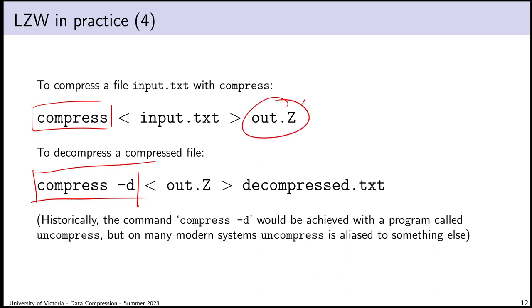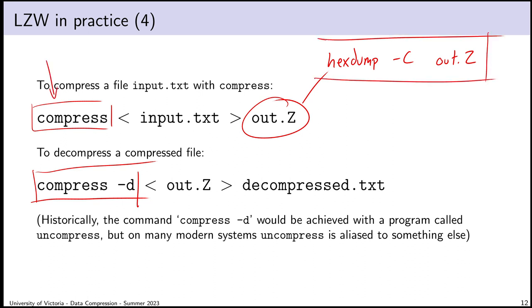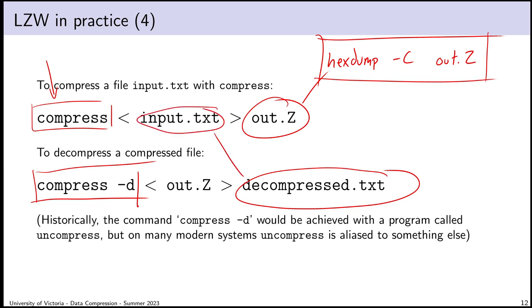You could try generating a hex dump of this and then generate a hex dump of the output of your program. So I could do hexdump -C, which is my preferred use of hexdump, and then out.Z. And that would generate a representation byte for byte of everything in the file. And on a small input, your program for assignment one and the Ancient Compress tool should generate identical, byte for byte identical compressed representations. And of course, when you decompress, they should generate a decompressed representation that is byte for byte identical to the original input.